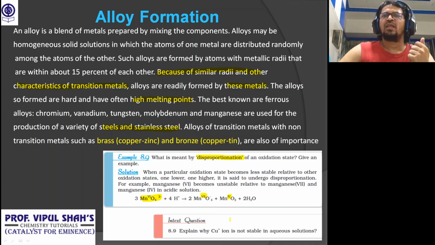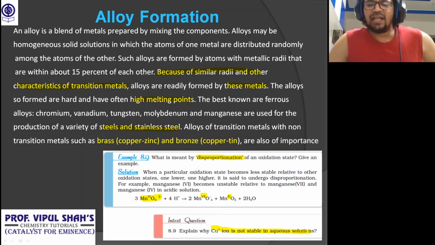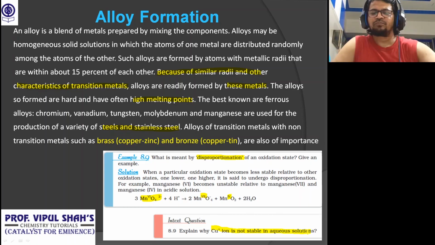Okay. And the last question: cupric ion is not stable in aqueous solution. Now why is the cupric ion not stable in aqueous solution? What is the reason over there? Cu+ has a configuration of 3d10. Now in 3d10, what will happen, people? Cu2+ has a higher hydration enthalpy as compared to Cu+. That is one. All right.